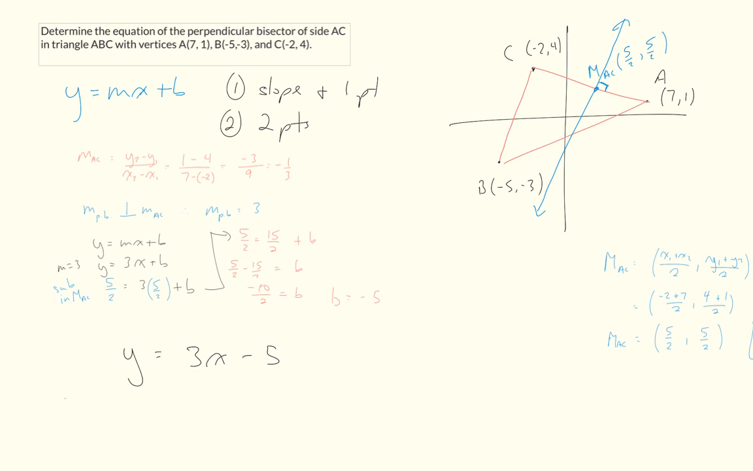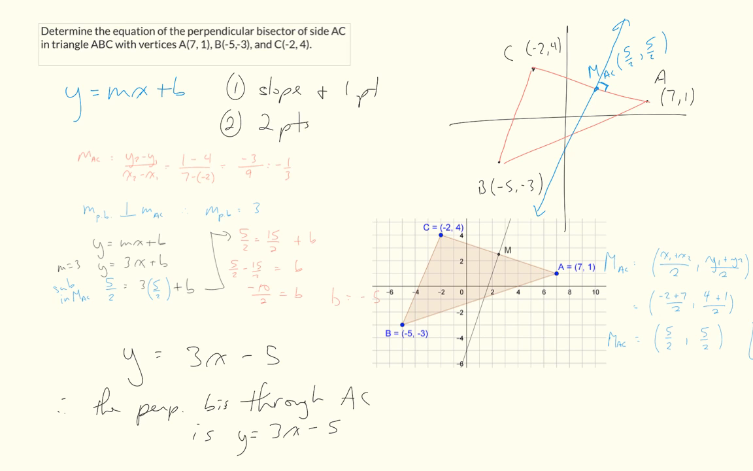Therefore, the perpendicular bisector through AC is y equals 3x minus 5. And maybe I punch it into GeoGebra and see if GeoGebra agrees with me. And I'd say that looks pretty good. All right, there you go. Finding equations of medians, finding equations of perpendicular bisectors, using all the information and all the skills that you learned last year to find equations of lines, just applying them in new places.